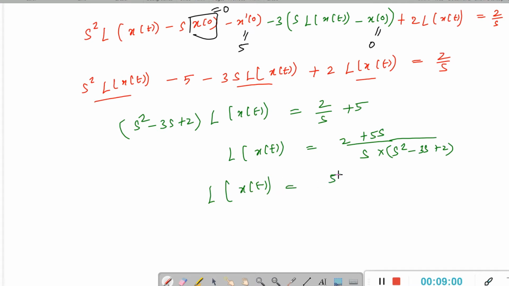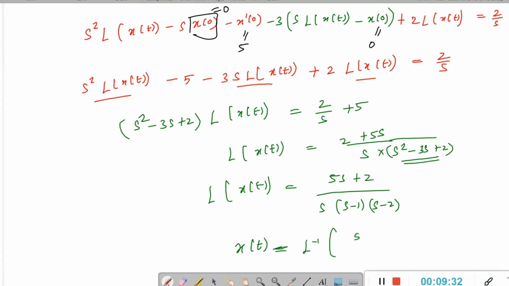equal to 5s plus 2 divided by, you can factorize this term. So s into, if you factorize, you get s minus 1, s minus 2. Now I am going to shift L to the right hand side. From that you will get x of t equal to L inverse of 5s plus 2 divided by s into s minus 1, s minus 2.